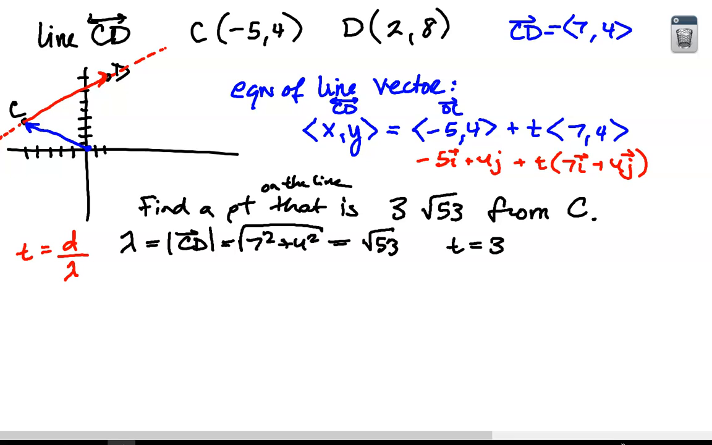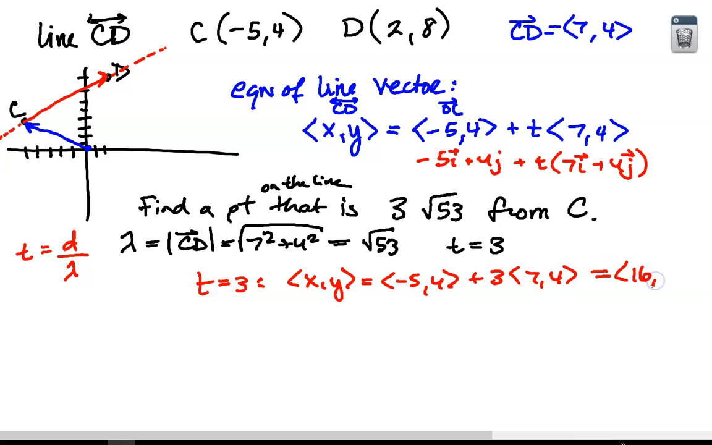So let's do that. If t is 3, then my xy point would be -5, 4 plus 3 times 7, 4. Okay, and so that ends up giving me -5 plus 21, so 16 for the x, and then 4 plus 12, 16 for the y. How about that? Total coincidence. So if you wanted to write this as a point, though, all you have to do is change it to a point. This is just coming from the origin.